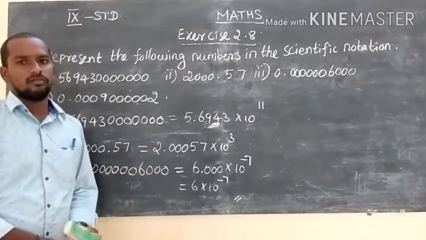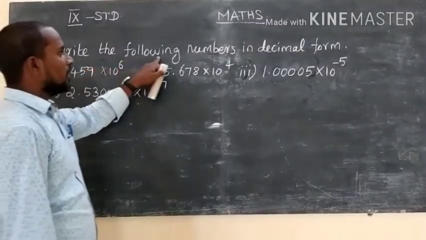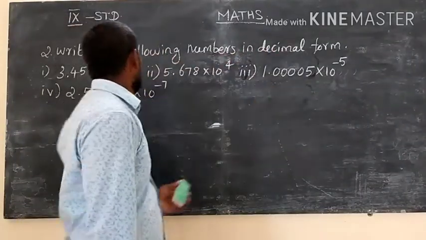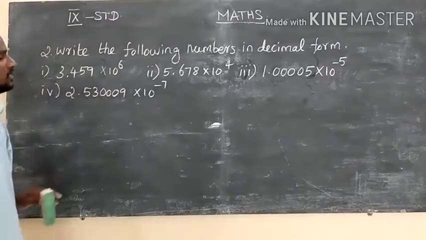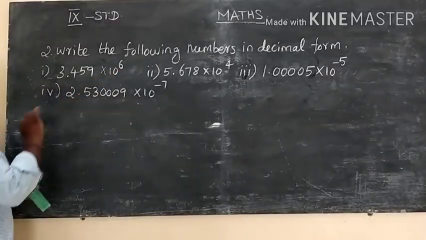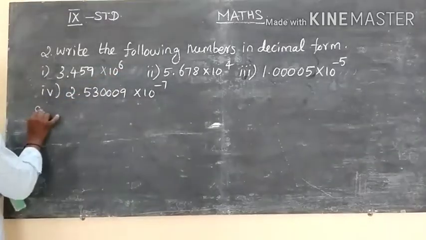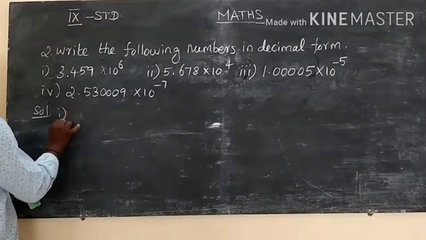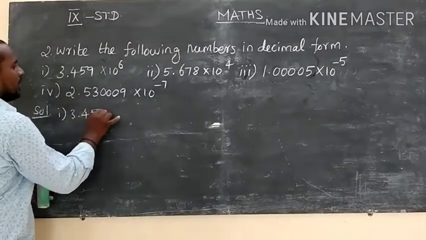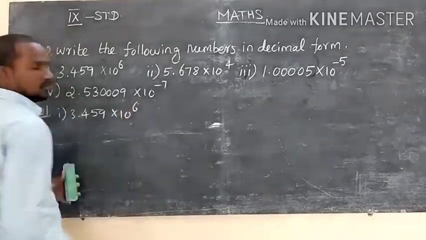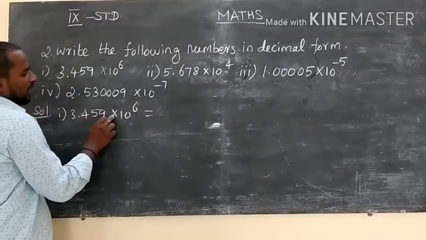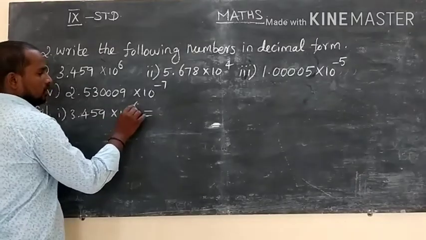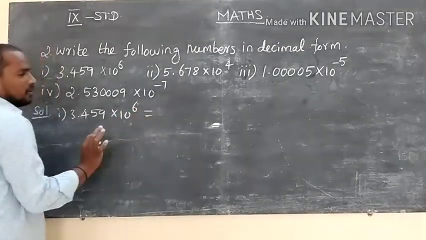Have you understood? Okay, the second question: write the following numbers in decimal form. Okay, the first question is 3.459 into 10 power 6. Okay, this is the reverse form of scientific notation. The solution: the first question, 3.459 into 10 power 6, which is equal. Okay, so this is the reverse form of scientific notation.